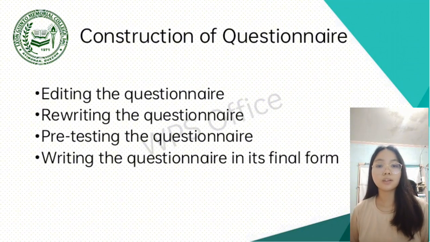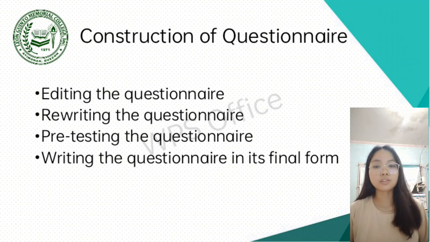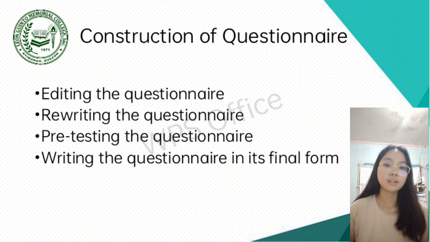Next is editing the questionnaire. After the questionnaire has been finished, show it for correction and suggestions for improvement to people who are known to possess adequate knowledge, like the professors or specifically the research teachers in the construction of questionnaires, especially to your advisor, as I said, if you have one. Next is rewriting the questionnaire. Rewrite the questionnaire according to the suggestions or corrections made. Make sure to revise it if there are any revisions.